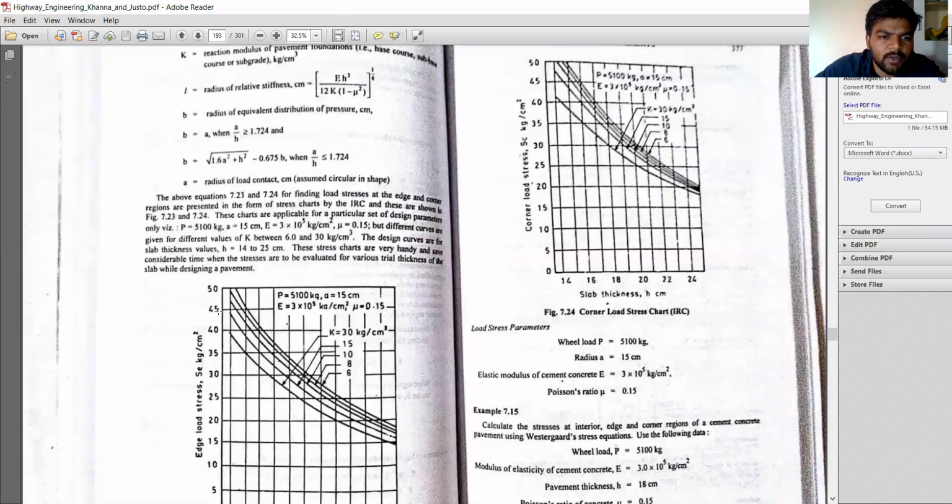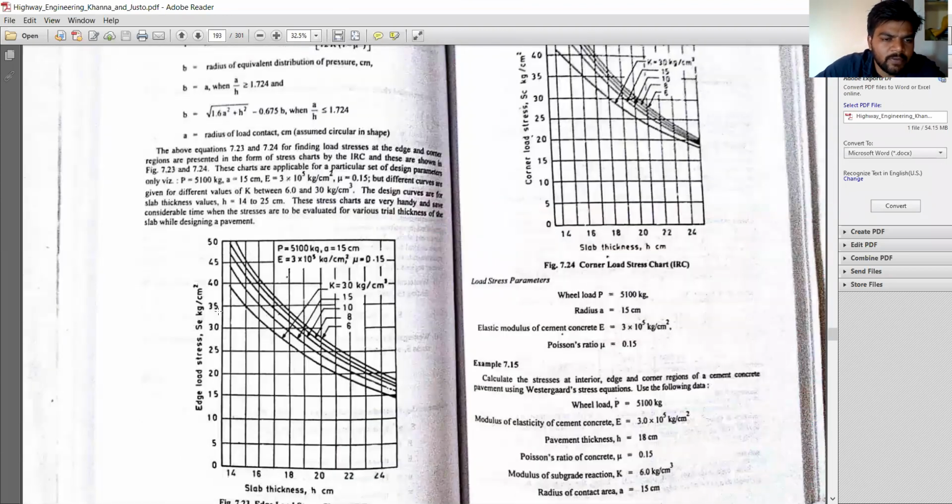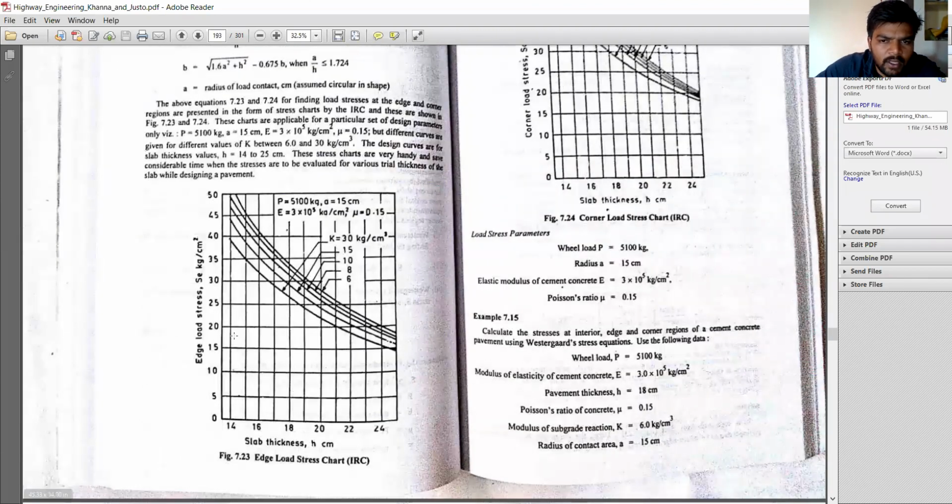Okay, we'll move to the next one. As per the IRC guidelines, Westergaard has given these equations very early, and based on the equations, substituting the values, only then will we get the stress.